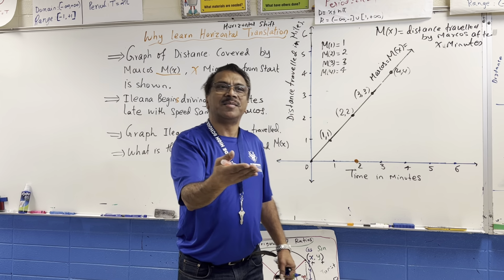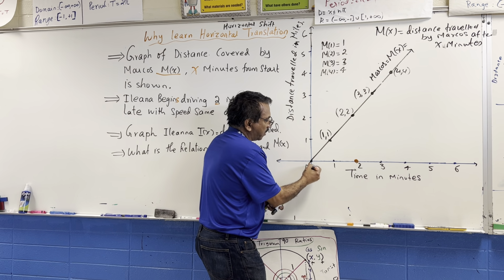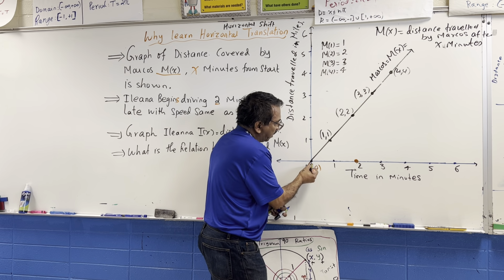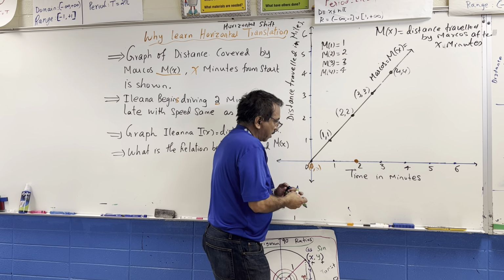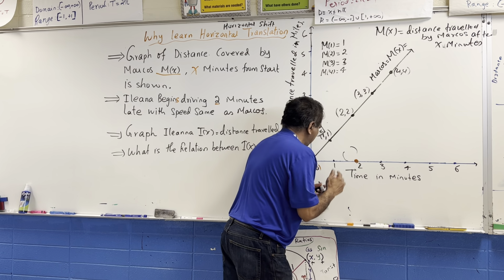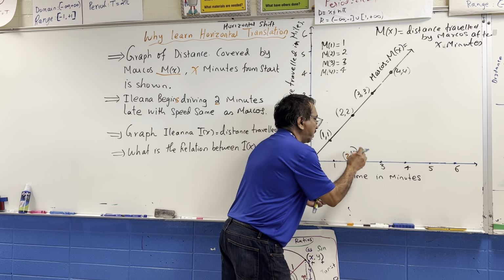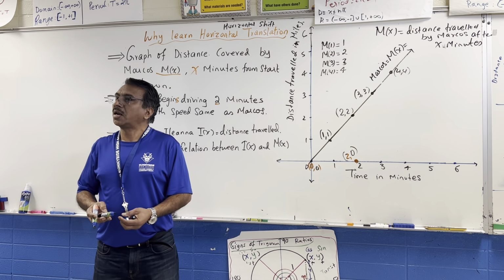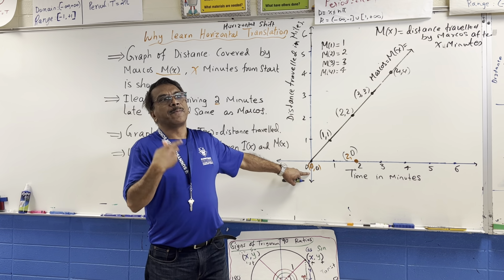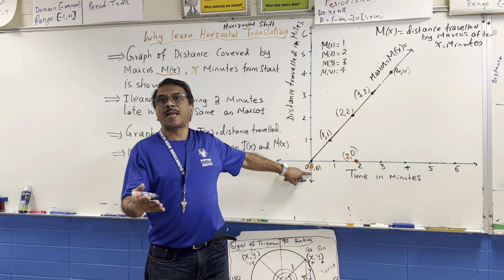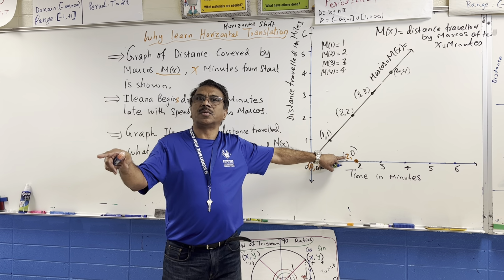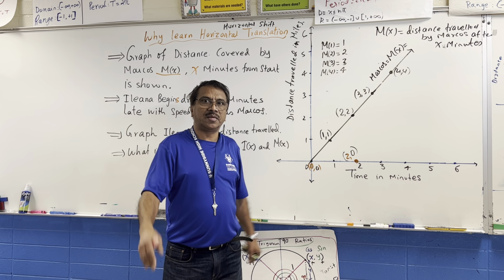So 2 minutes later means this distance was Marcus's, right? Marcus starts with 0, 0. Now 2 minutes later means from 0, watch this. This orange 0 right here is now 2, 0. Do you see that? What's the color that I use? The orange color is important, the input. So Marcus begins at 0 minutes, but Elianna's input is 2. Make sense? Because she begins 2 minutes late.